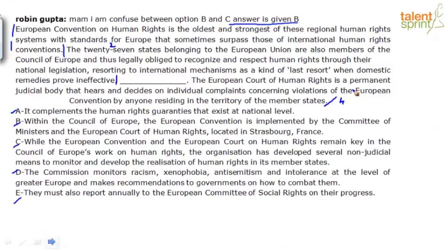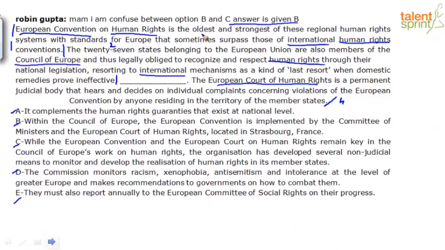Okay. Now can we quickly do the same procedure? Let's identify repeat words and phrases. So I have European Convention. I have Council of Europe. I'm just quickly identifying all the repeat words and phrases. International, human rights, European Court of Human Rights. Okay, so these are pretty much the repeat words in the context, right?